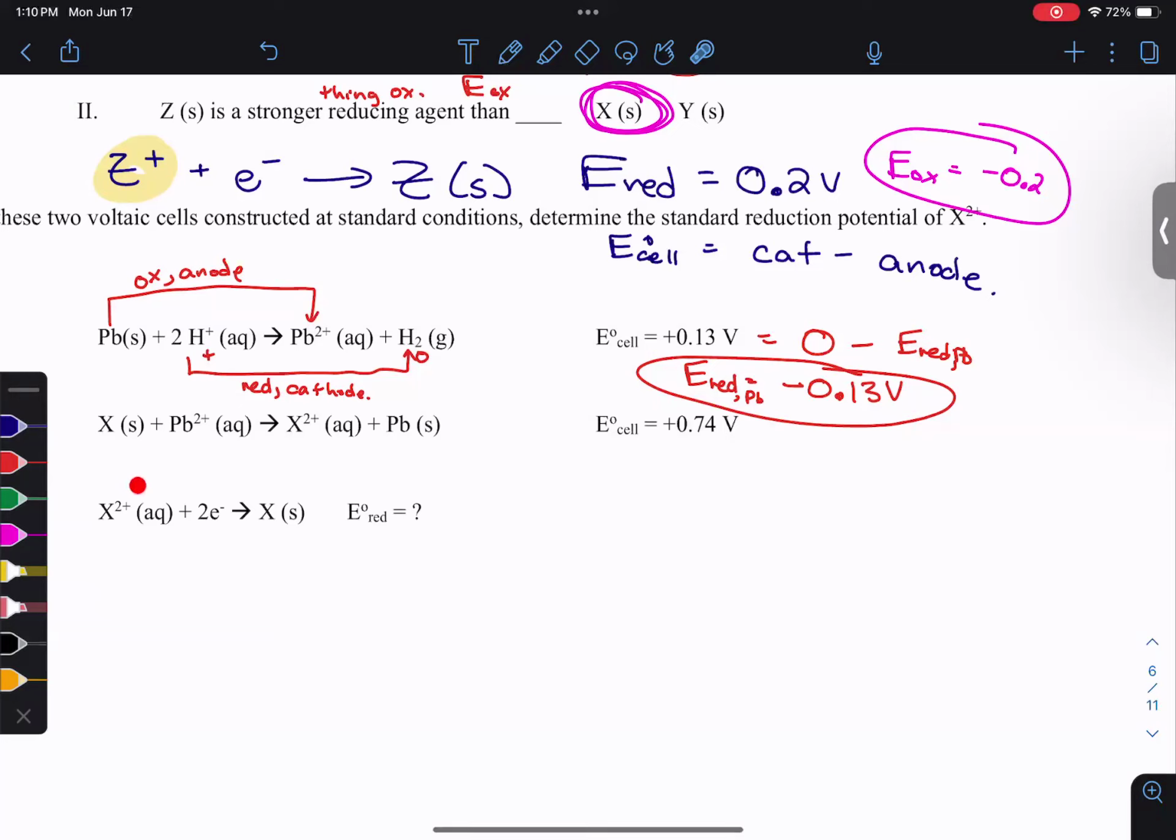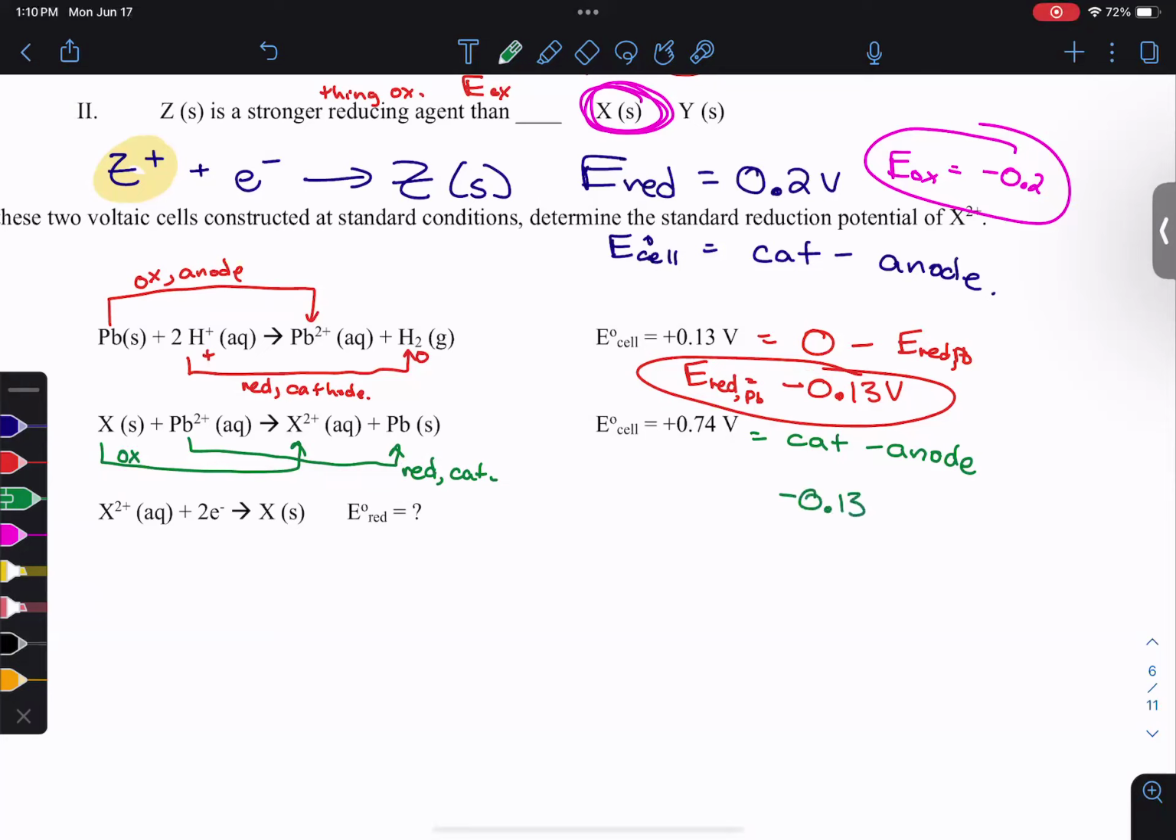All right, so let's look at the next cell. X is being what? Oxidized, because its oxidation number is going up. Lead is being reduced. So we're going to do the same thing. E cell equals cathode minus anode. We got lead in the previous step. So we see here that lead in this example is no longer the anode. It is actually the cathode. It is being reduced. So that means that negative 0.13 is going to go in the cathode place. And that's fine. Remember, both of these are in the reduction form. And then minus the anode.